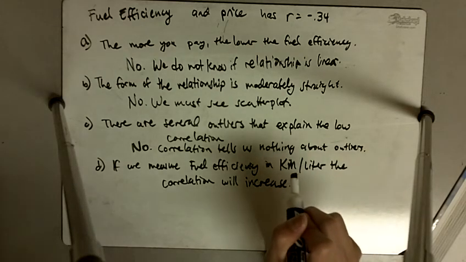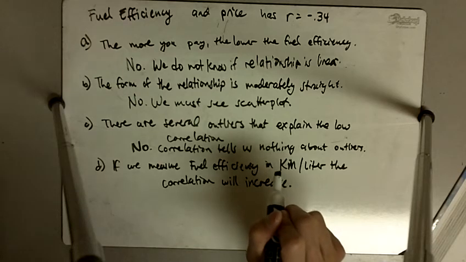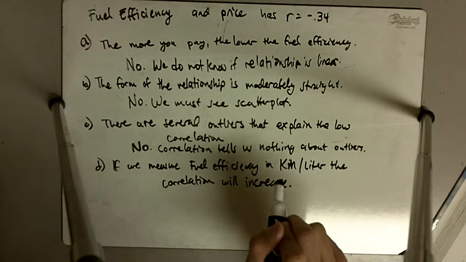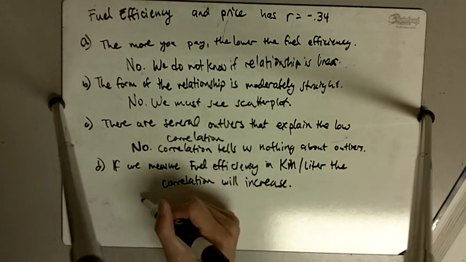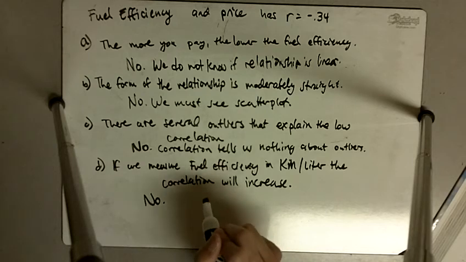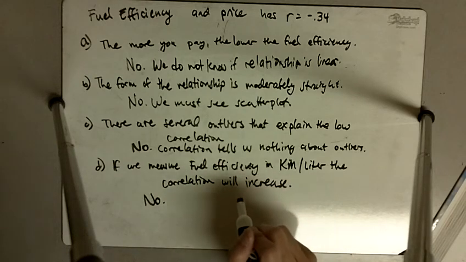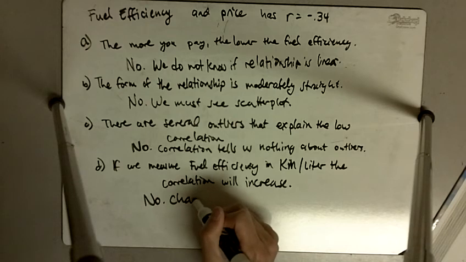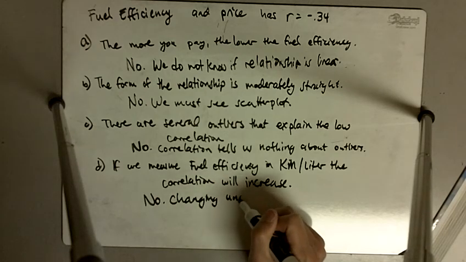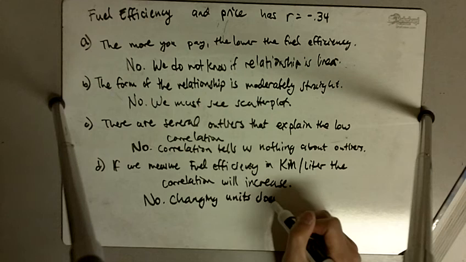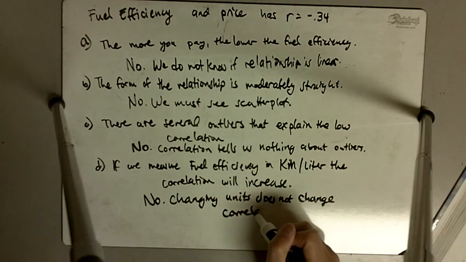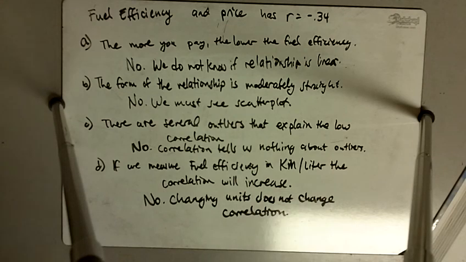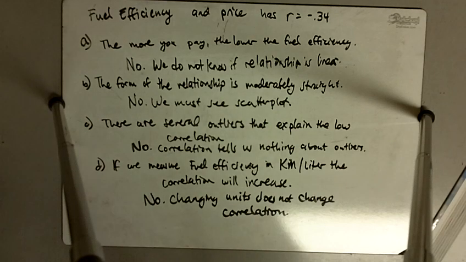And part D says, if we measure fuel efficiency in kilometers per liter instead of miles per gallon, the correlation will increase. Okay, and that is also no. Okay, changing the units will not change the correlation. So changing units does not change correlation. So correlation is based on z-scores, and so changing units will not affect that.